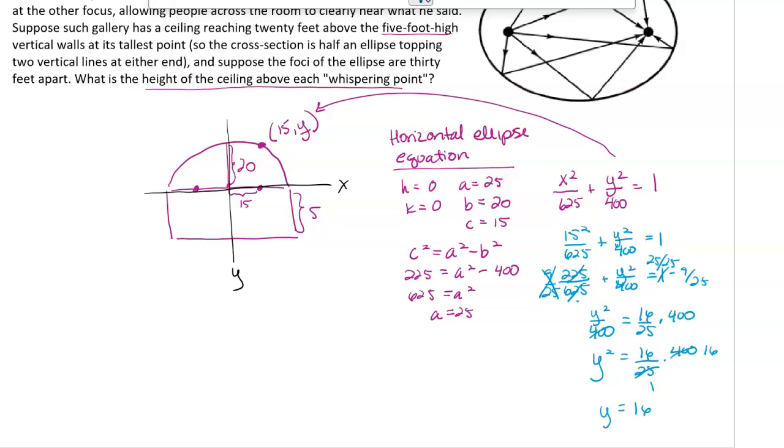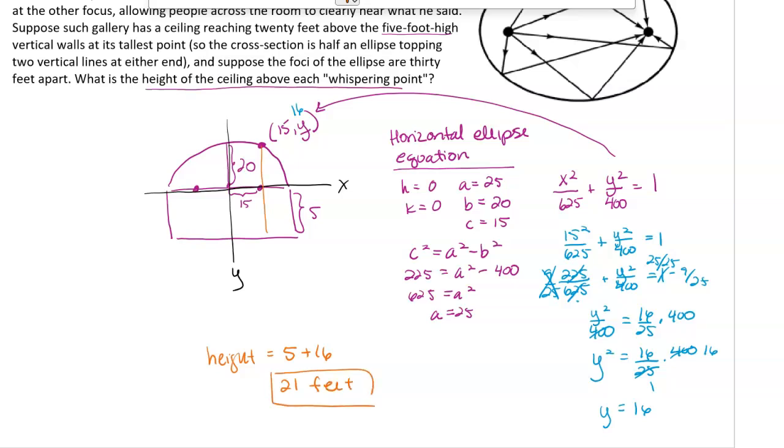Don't forget what the final question is. You've done all this work. So this y is 16, but that's not our final answer. We're trying to find the height above the person, so from the ceiling to the floor. So we're going to take our final height equals the 5 feet that represent the sides of the walls that the ellipse is resting on, and then add that 16. So we're going to say 21 feet.